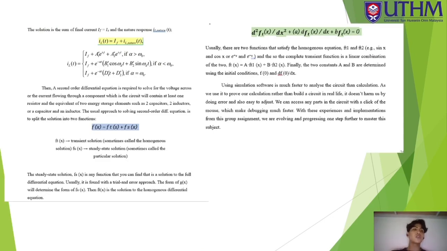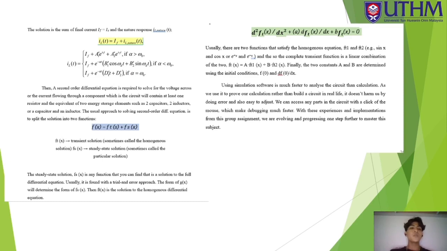Next, the solution is the sum of the final current IF equal to IS and the natural response It(t), and the formula you can see at the slide. Then, a second order differential equation is required to solve for the voltage across or the current flowing through a component, where the circuit will contain at least one resistor and the equivalent of two energy storage elements, such as two capacitors, two inductors, or a capacitor and an inductor.